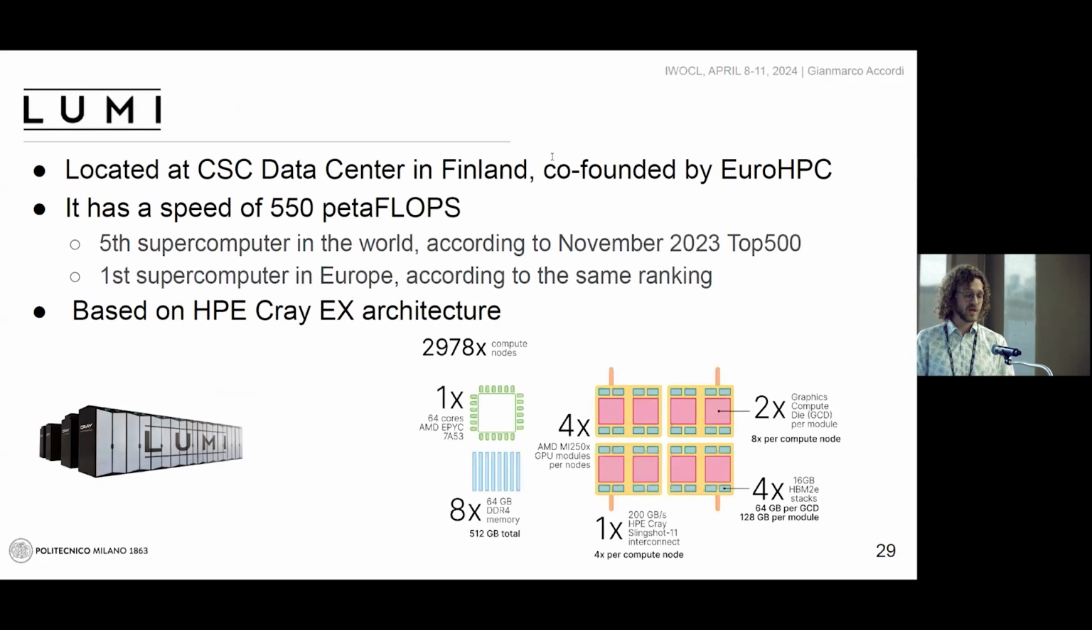So we reached out on LUMI, which is a supercomputer located in Finland at the CSC data center. It's actually the 5th supercomputer in the world with 550 petaflops, and that is the most powerful supercomputer in Europe. It's based on the HPE Cray architecture. Basically, for each computing node, you have 4 AMD MI250X, which are then divided into logical units. So in the end, you will end up with 8 logical GPUs per node.